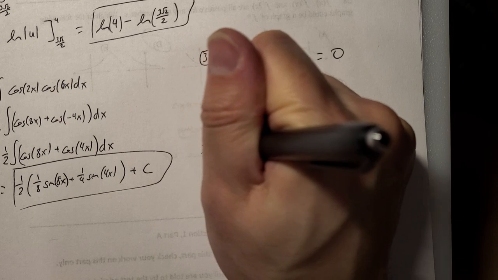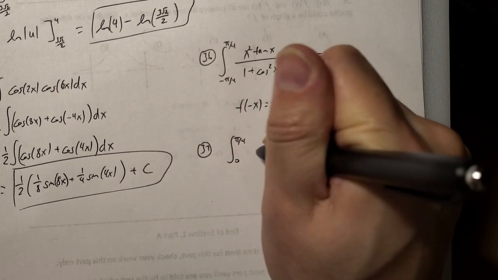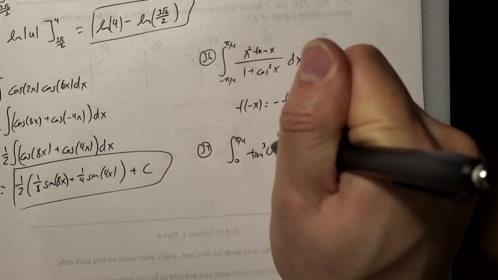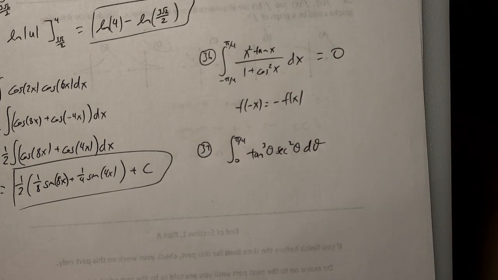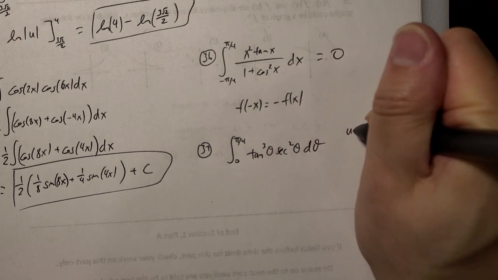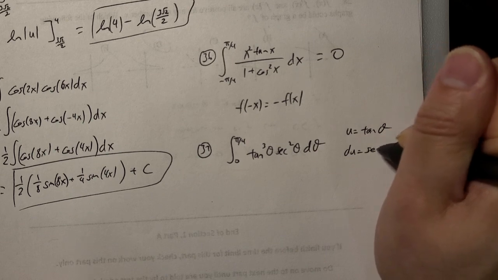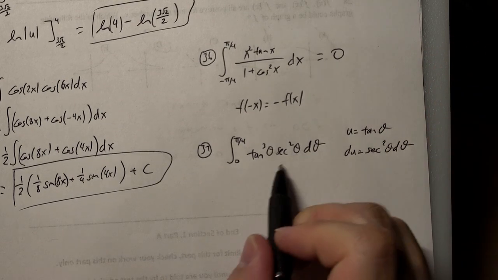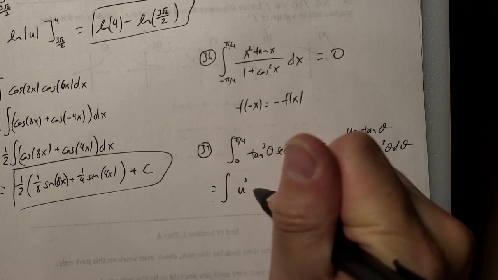Okay, I think I can squeeze one more in. This one's pretty easy also, looks like. We have tangent cubed, secant squared. Okay, hopefully you can already see an easy substitution. We let u be tangent theta, du is secant squared theta d theta, which is right there. So we can rewrite the integral as u cubed du.